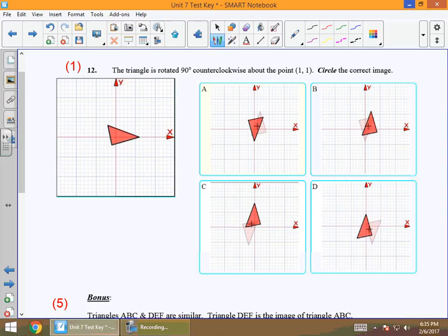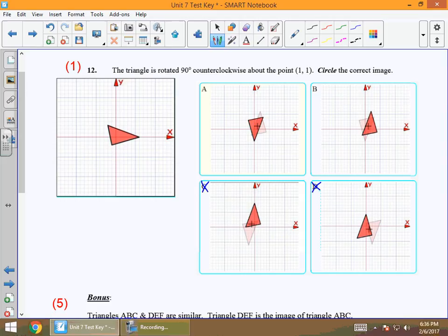It says the triangle is rotated 90 degrees counterclockwise around the point 1, -1. So the first thing I'm going to do is eliminate some of my answers. I'm going to find the ones that have the point at 1, -1. If I look at my little crosshair here, that is at the point 1, 1. Right, and letter B, that is at the point 1, 1. And C, that is the point -1, 1. So that's wrong. And D, this is the point 1, -1. So that one's wrong. So I at least have it down to a 50-50 guess.